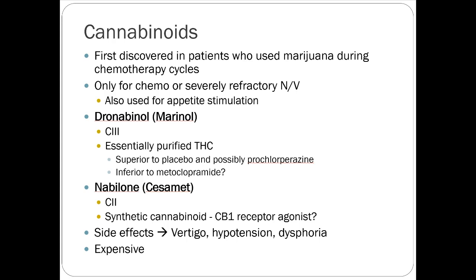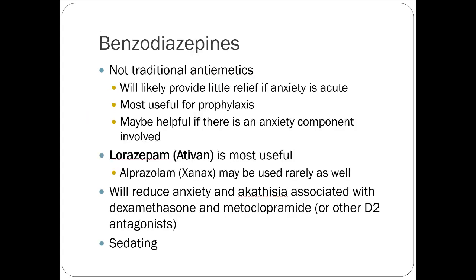Nabilone or Cesamet is super rare. I've never seen it used. I'm not going to spend any time on it. It's a different specific CB1 cannabinoid synthetic, but it's really expensive and, again, very unusual to see this used. It'd be for a very specific type of cancer patient that hasn't responded to anything else, I think.